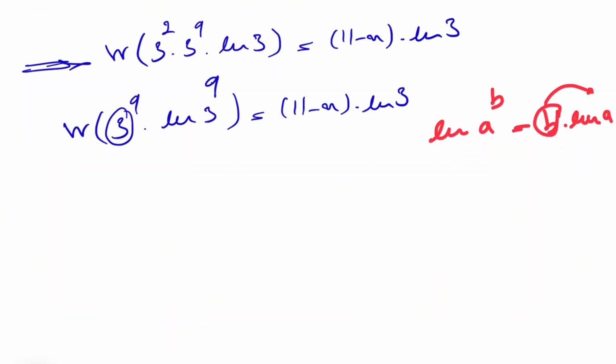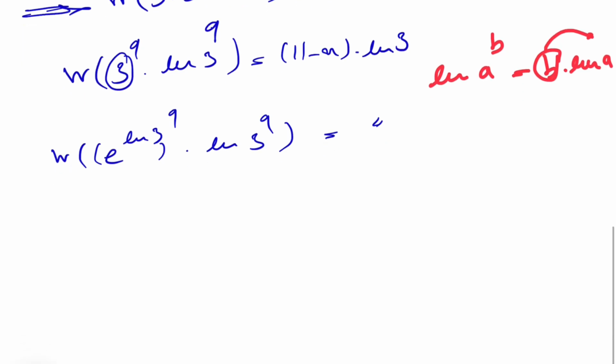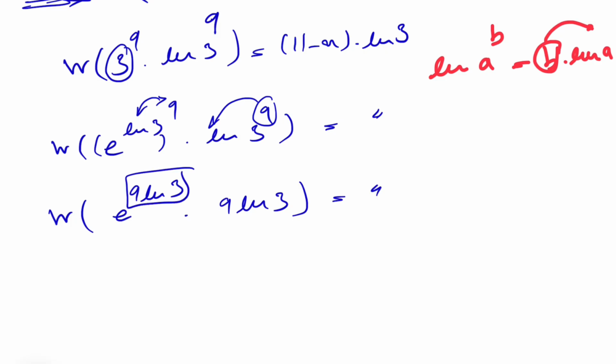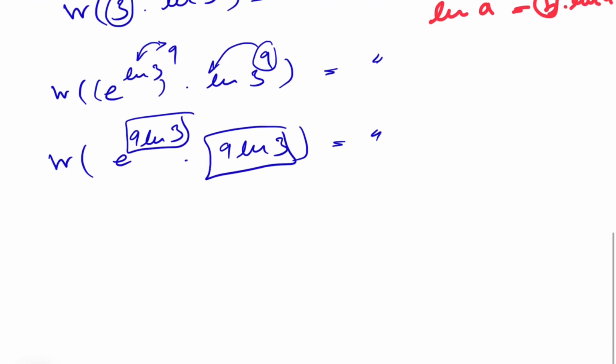Now we're going to do the same thing for 3: we're going to write it as e to the power of ln of 3. This is all to the power of 9, times ln of 3 to the 9, and there are no changes on the right side. We can multiply these two, and these can go on the back. So at the end, we'll get e to the power of 9 ln of 3, times 9 ln of 3. That's the other box that we were looking for.